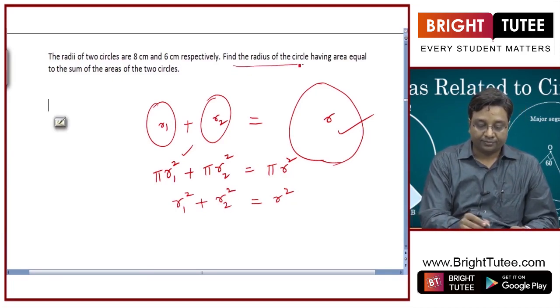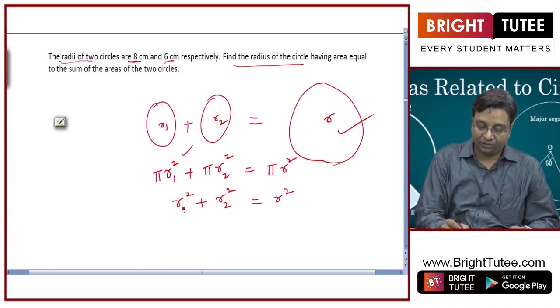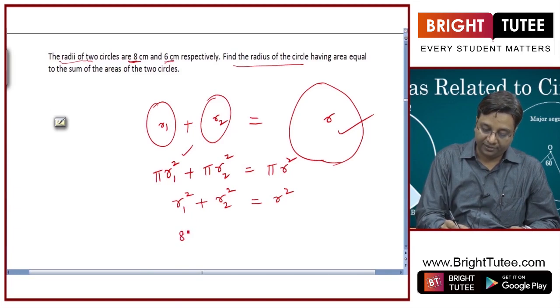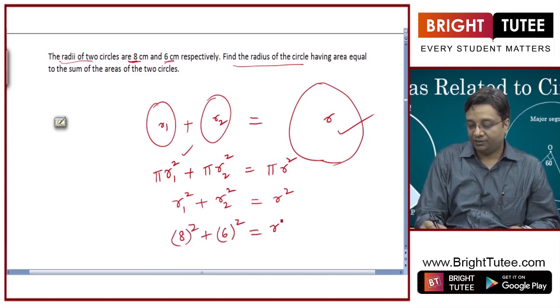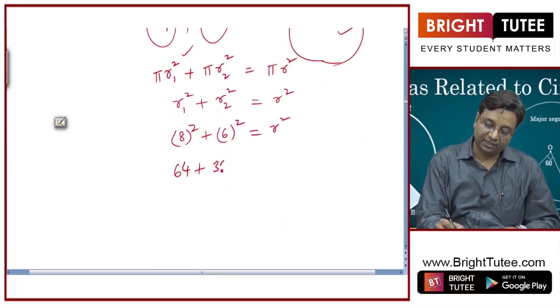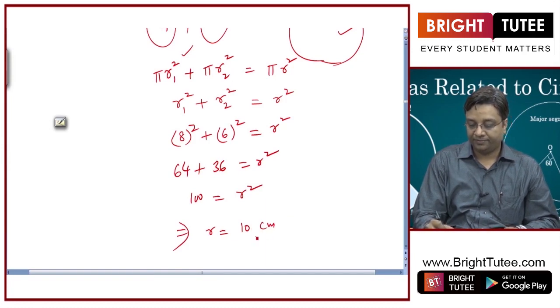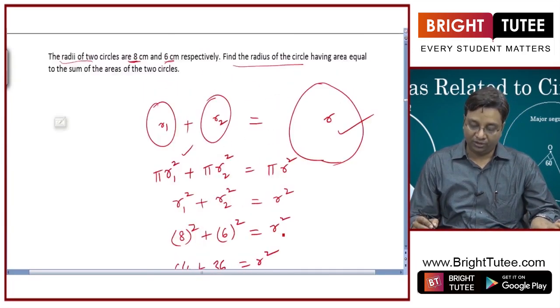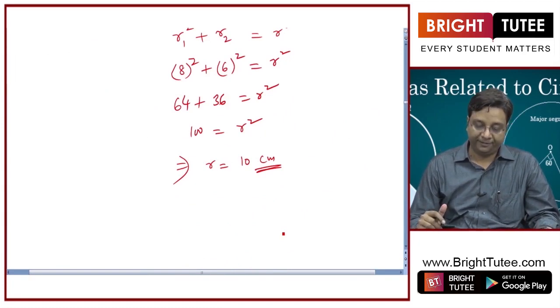Now radii of two circles are 8 centimeter and 6 centimeter. So we can put r1 as 8 squared, r2 as 6 squared, equal to r square. So this will give me 64 plus 36, equal to r square. So this is 100 equal to r square. Hence I can say r is equal to 10 centimeter. Taking the square root, r is equal to 10 centimeter.